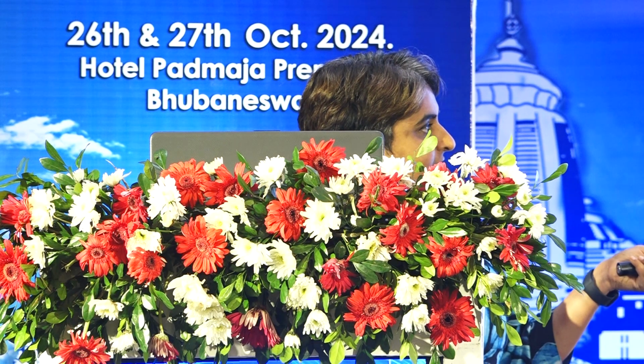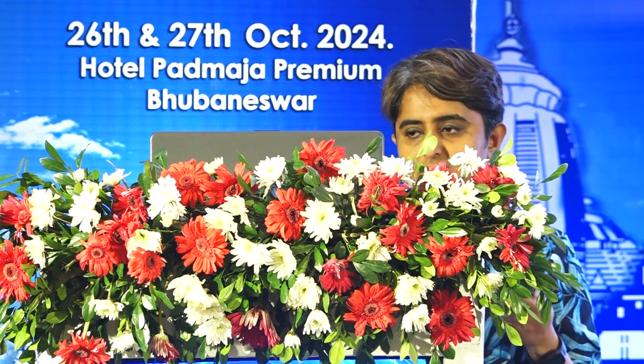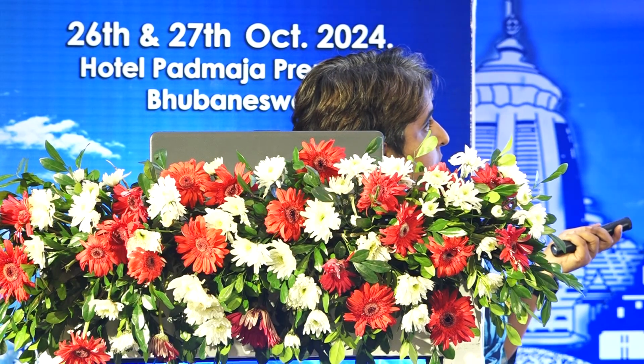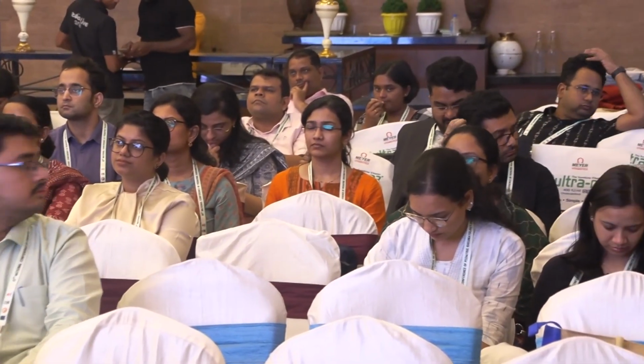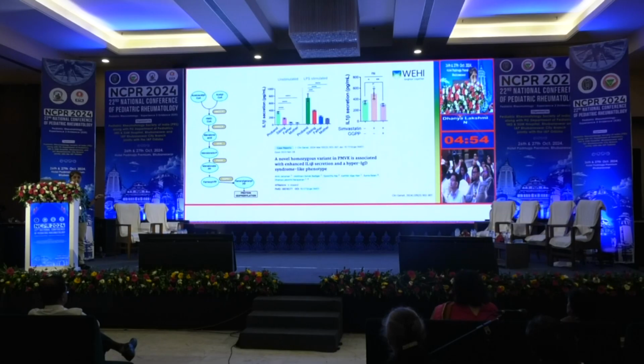So here, there is actually not much of a difference between this healthy control and the patient, but this was what they did. And what we did was, we collected the peripheral blood mononuclear cells from our patient, and then we looked at the IL-1 beta levels by ELISA, because if protein isoprenylation is not there, then pyrin will get activated and IL-1 beta will be released.